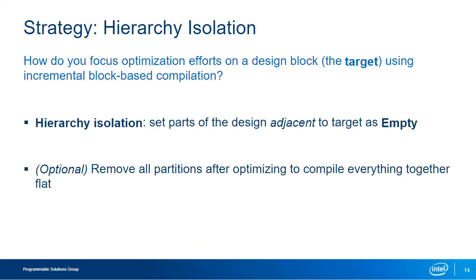So how do you use incremental block-based compilation to help with timing closure? The main strategy is through hierarchy isolation, the idea of isolating one or more target design blocks and focusing optimization efforts on those targets. The easiest way to do this is to set all parts of the design adjacent to the target block or blocks as empty. We'll look at what this means in a moment. After optimizing the targets to meet timing, you can then optionally remove the partition designations and compile the entire design flat to allow for all cross-partition optimizations.